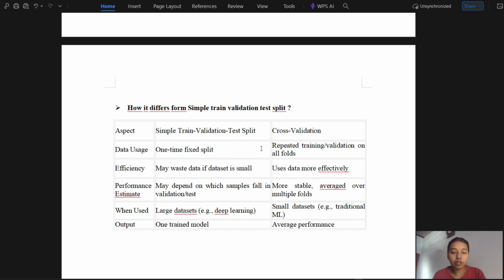Performance estimate. In a simple train validation test split, the estimate may depend on which samples fall in the validation or test set. Cross validation is more stable, as it is averaged over multiple folds.